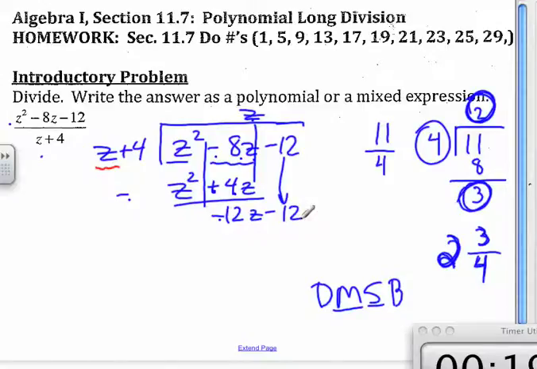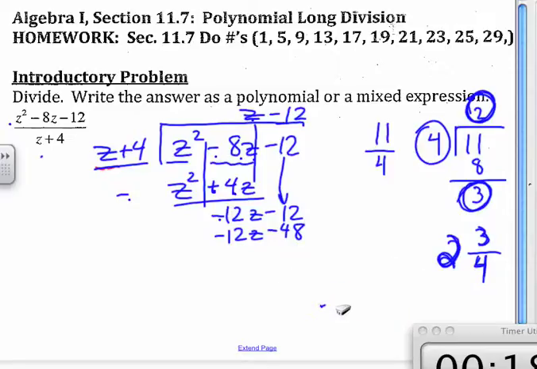And Jordan, I ask myself, what do I multiply z by to get negative 12z? I multiply it by negative 12. Then I'm going to multiply negative 12 by this binomial. Negative 12 times z is negative 12z. Negative 12 times 4 is negative 48. Now I'm going to erase this stuff down here because it's beginning to get in my way. You guys are beginning to see the pattern.